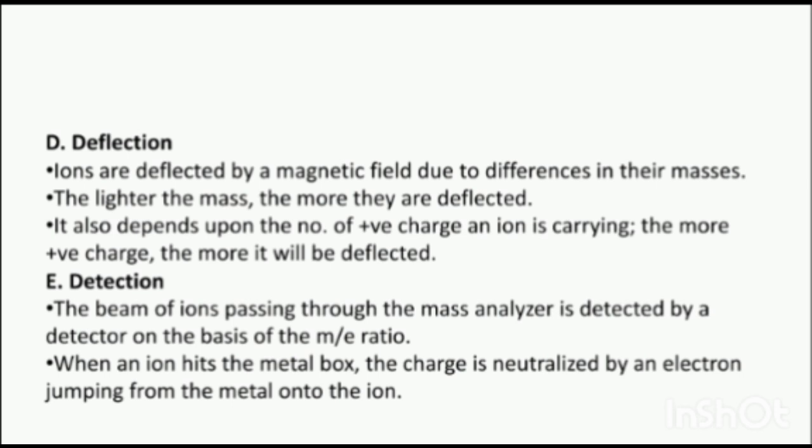Deflection. Ions are deflected by a magnetic field due to differences in their masses. The lighter the mass, the more they are deflected. It also depends upon the number of positive charges the ion is carrying. The more positive charge, the more it will be deflected. Then detection. The beam of ions passing through the mass analyzer is detected by a detector on the basis of mass to charge ratio. When an ion hits the metal box, the charge is neutralized by an electron jumping from the metal onto the ion.